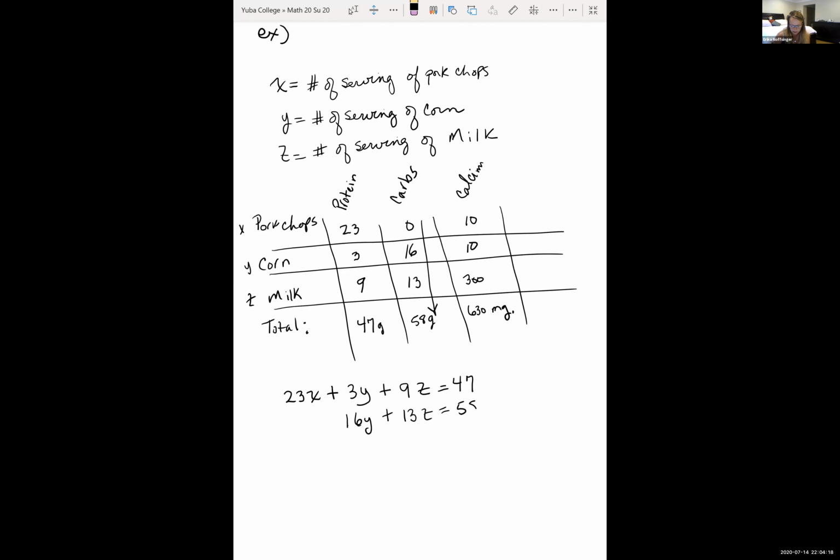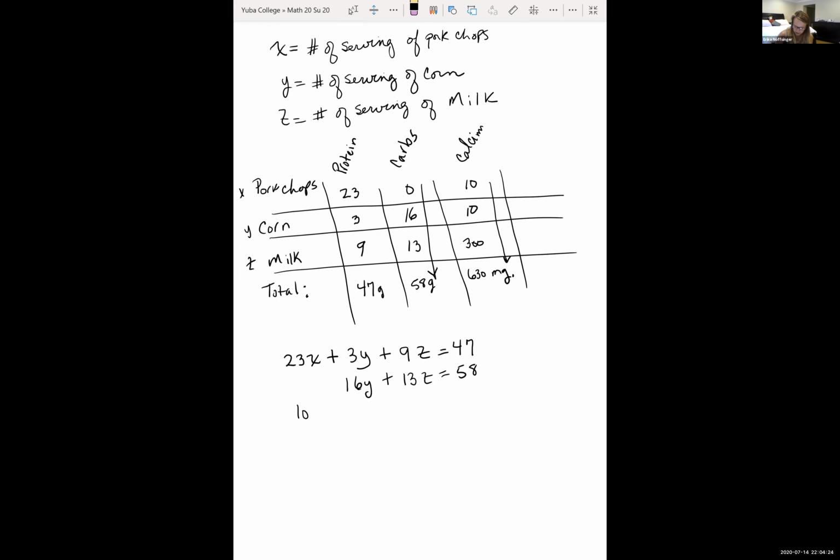And then this one, this row or column gives us 10x plus 10y plus 300z equals 630.